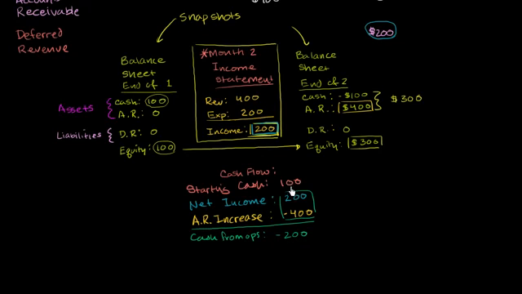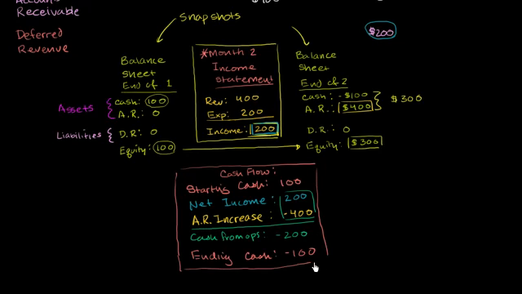And then if you start with 100, you use $200 in cash. Your ending cash will be negative 100. So this little thing that I just created here, this little reconciliation between the positive 200 in income and the negative 200 of cash, and showing how we got from this starting point in cash to this ending point, this is a cash flow statement. So you now know the three major financial statements.